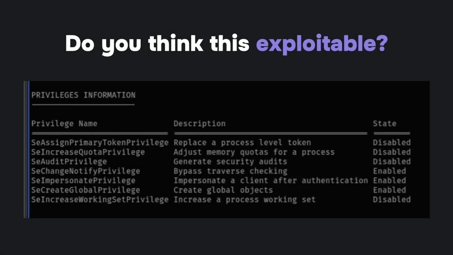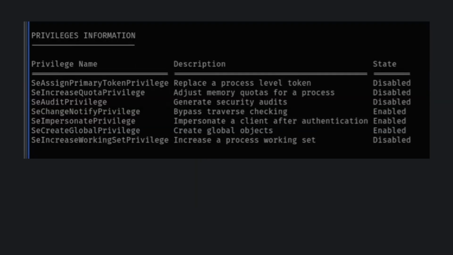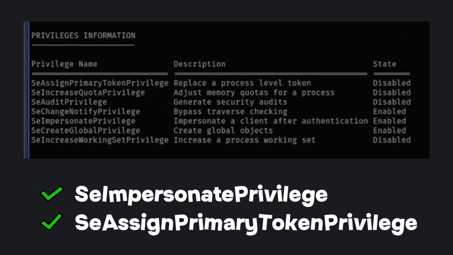The next one has to do with privileges on the Windows host as well. So what do you think when you see this? Does anything look exploitable? To me, it definitely does. Specifically, the SeImpersonatePrivilege and the SeAssignPrimaryTokenPrivilege.